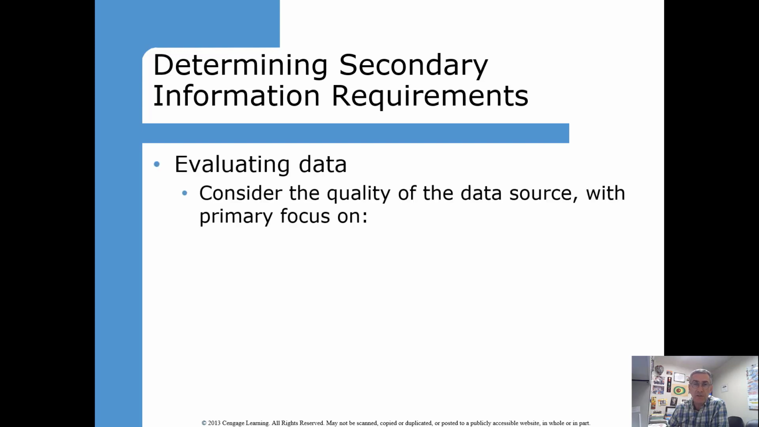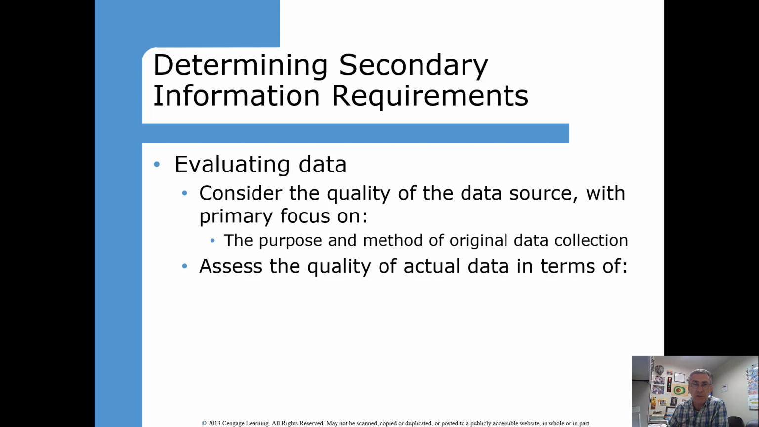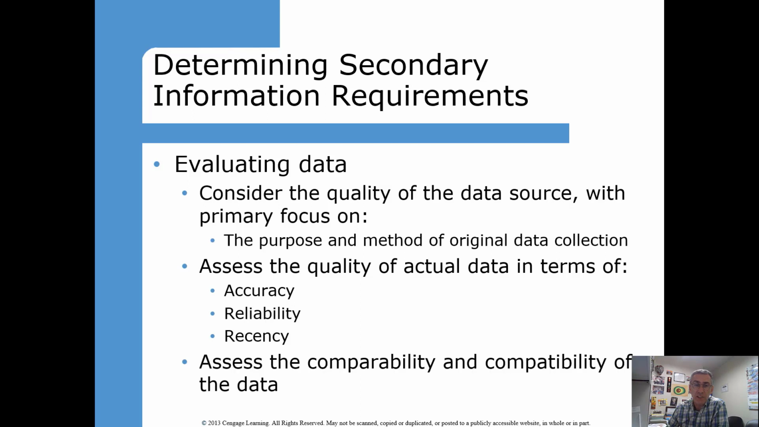So now, determining the secondary information requirement, let's evaluate the data. You have to, again, consider the quality of the data source, with primary focus on the purpose and method of the original data collection. How was it done? Was it collected by the company? Did they go outside for it? You want to make sure that you're using accurate data, so you need to consider these things. Then you assess the quality of the actual data in terms of accuracy, reliability, recency, again, if it's too old, and you assess the comparability and compatibility of the data as well.